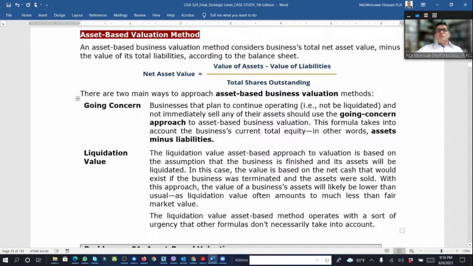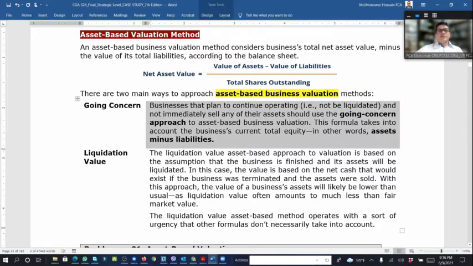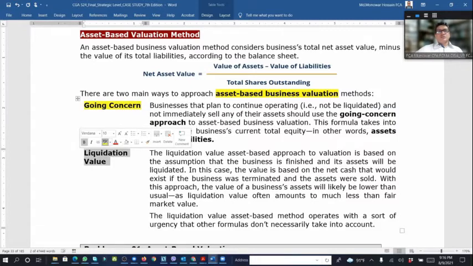There are two main ways to approach asset based business valuation. One is going concern approach, another is liquidation value approach. So a business that plans to continue its operation and not immediately sell assets should use the going concern approach.